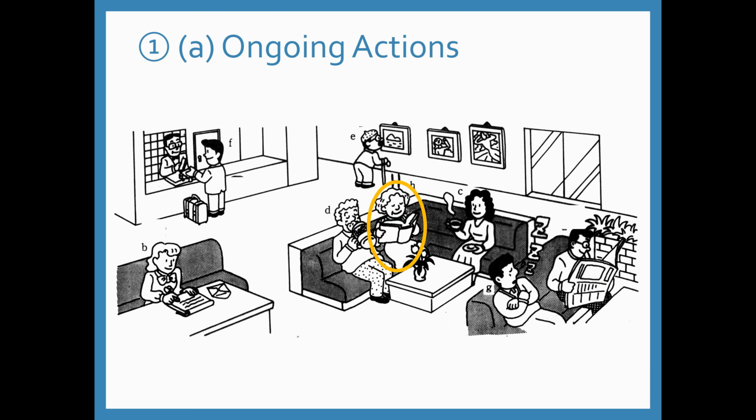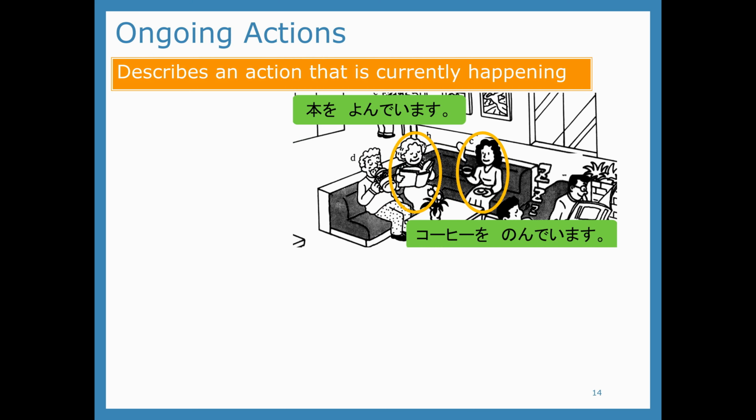This lady in the middle, what do we think she's doing? Nani o shite imasu ka? She's reading a book. So, hon o yomu. Hon o yonde imasu. How about this lady? Kohi o nomu. Kohi o nonde imasu.